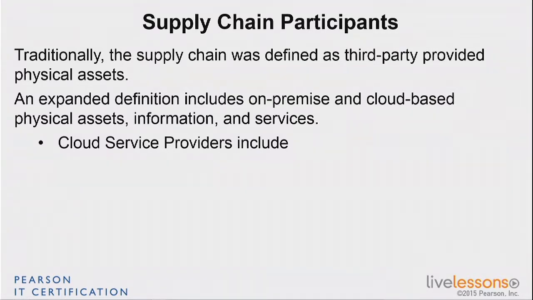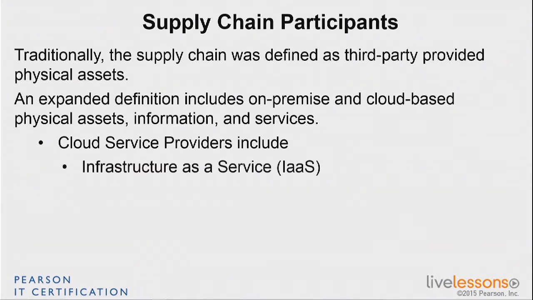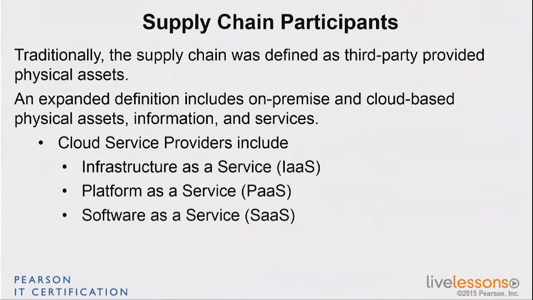One of the newer supply chain participants to consider are our cloud service providers. Cloud service providers include our infrastructure as a service, IaaS providers. Those are providers that just provide bare metal basic computing resources. We have our platform as a service, PaaS providers, and they provide computing resources plus operating systems and a database, and the customer is responsible for applications and data. And then we have our software as a service, our SaaS cloud providers, and they provide the computing resources plus the operating systems plus the applications, and generally the customer is only responsible for the data. In a later lesson, we're going to be diving very deep into IaaS, PaaS, and SaaS.